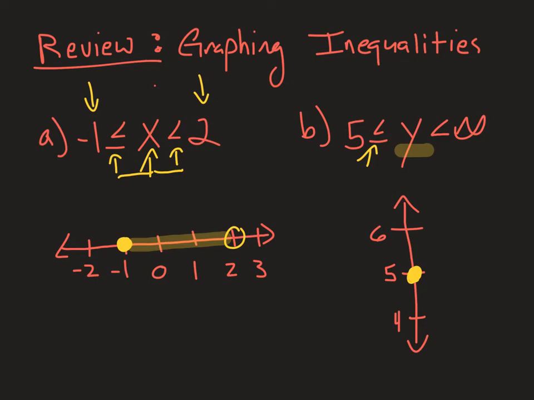We see that the upper boundary is infinity. So there, when we go to indicate that with a shaded number line, we would have it unbounded in the positive direction. So I would just use an arrow to show that this goes on forever.